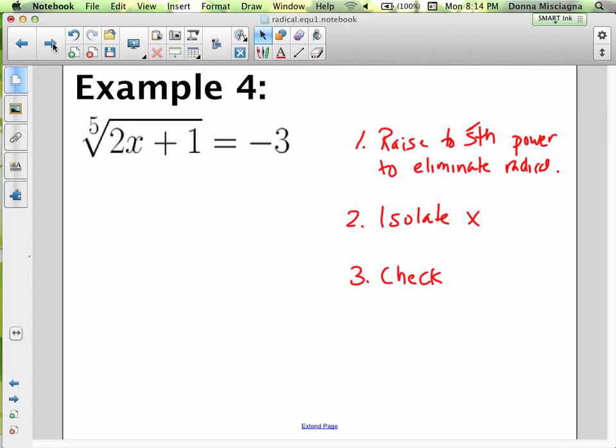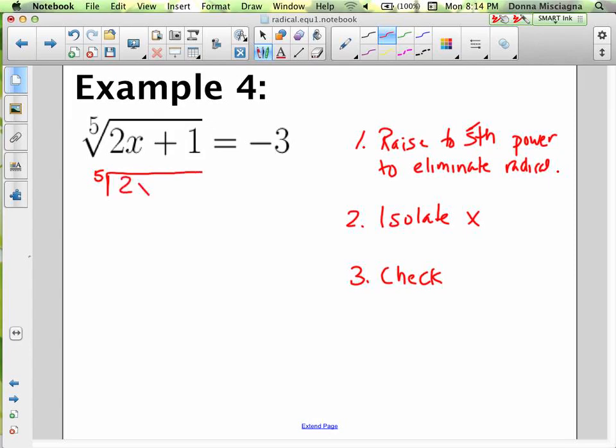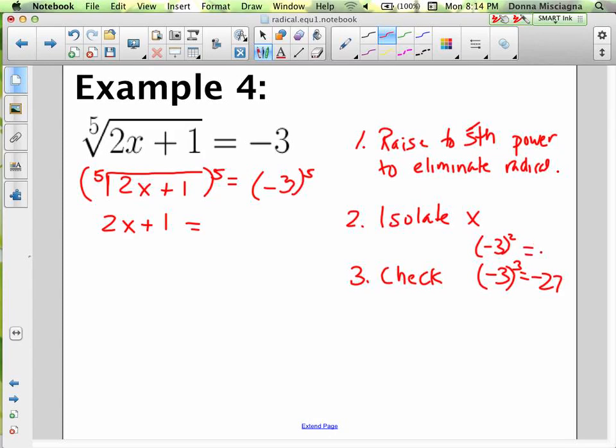Let's take a look at this one. We have the fifth root of 2x plus 1 equals negative 3. All right, so that means we need to raise both sides to the fifth power. All right, so the fifth root and the exponent, they're going to cancel. So we got 2x plus 1 equals, all right, so I'll put it over here. Negative 3 cubed is negative 27. Negative 3 squared, that's positive 9.